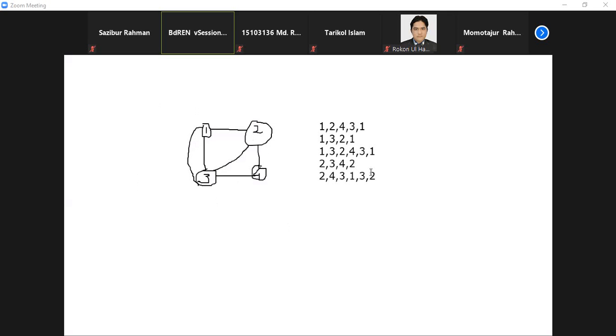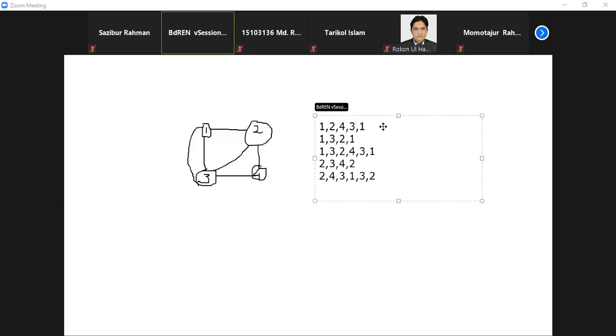So if the first and last node are repeated and there are at least three nodes in the cycle, then it is known as a simple cycle. That means if anything happens other than this, then it will be wrong.